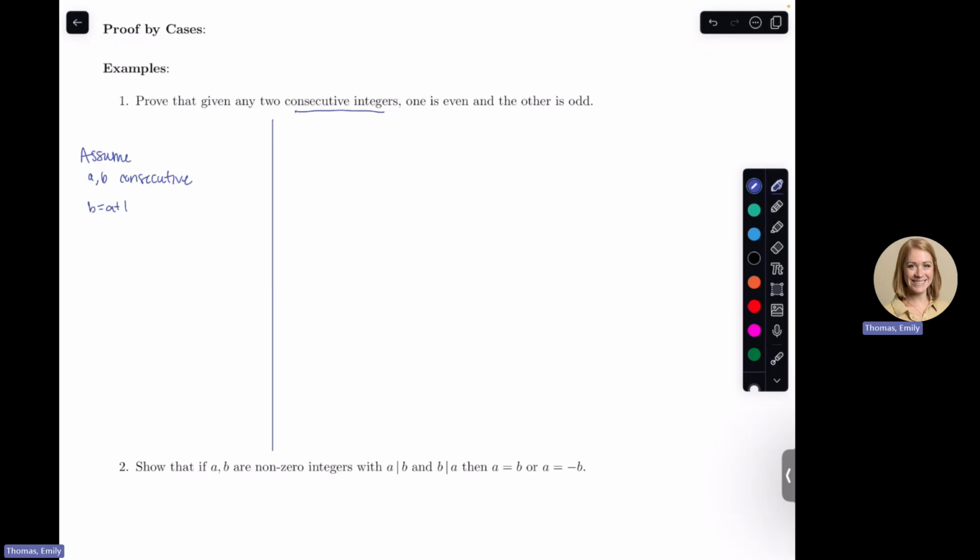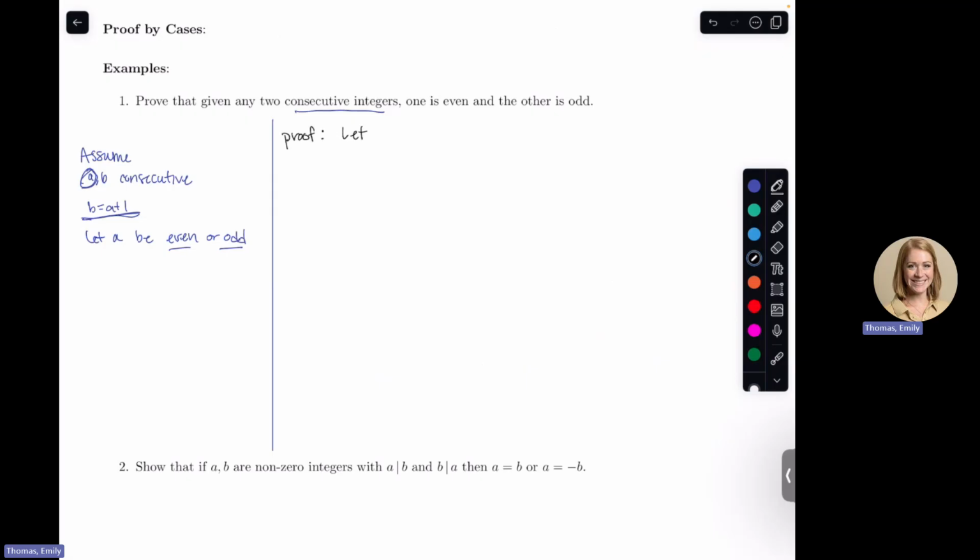And then what we're going to do is, okay, well, we just proved that every integer is either even or odd. So we're going to let A be even or odd, and that's going to break us into our two cases. So once we have A is even, we'll get that B is odd. And when we have that A is odd, we'll get that B is even, making any two consecutive integers where one is even and one is odd. So let's write a proof.